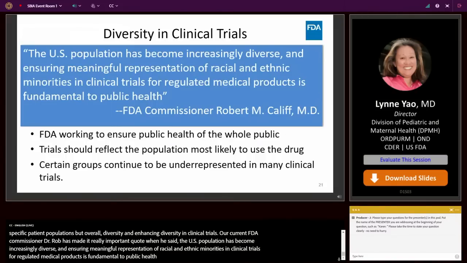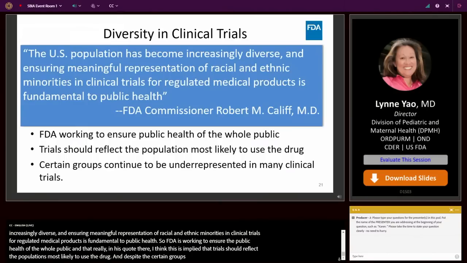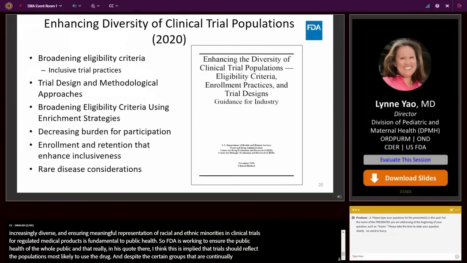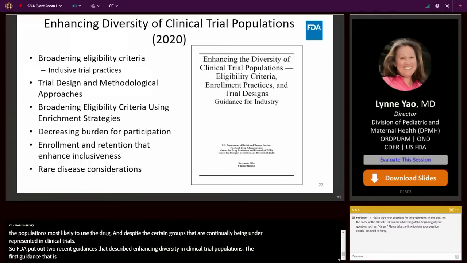So FDA is working to ensure the public health of the whole public, and I think his quote implies that trials should reflect the population that is most likely going to use the drug. Despite this, certain groups continue to be underrepresented in many clinical trials. So FDA has put out two recent guidances that describe enhancing diversity in clinical trial populations. Their first guidance, published in 2020, includes strategies to broaden eligibility criteria and also provides guidance on inclusive trial practices.